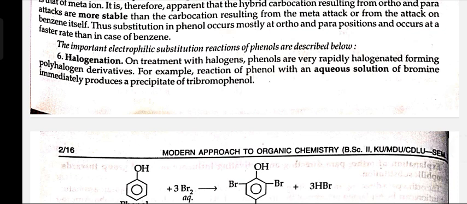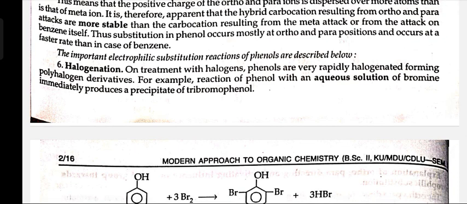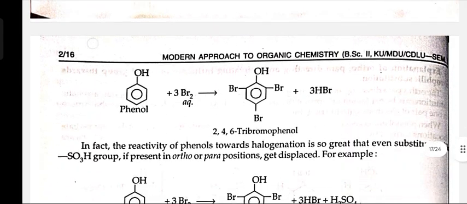Sixth is the halogenation reaction. On treatment with halogens, phenols are very rapidly halogenated, forming polyhalogen derivatives. For example, reaction of phenol with an aqueous solution of bromine immediately produces a precipitate of tribromophenol.